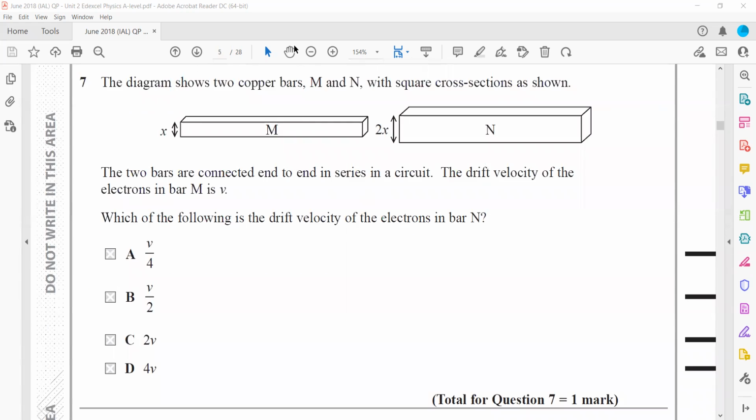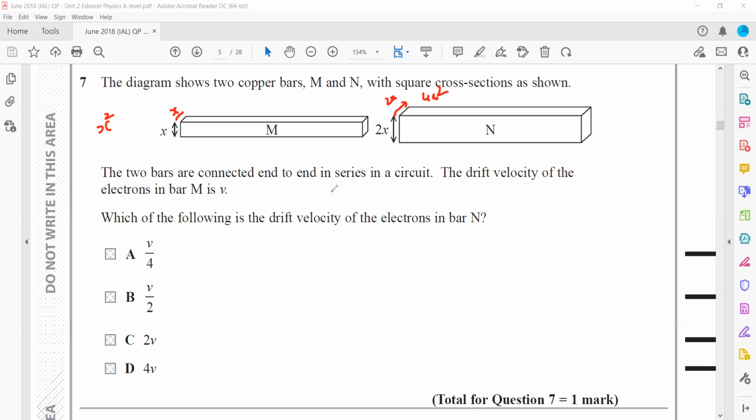So the diagram shows two copper bars, M and N. They are made up of the same material, but they have different cross-sectional areas. Length is given. What about the area? If one side is X, this is also X, so this area will be X square. And this is 2X and this is 2X, so the area will be 4X square.